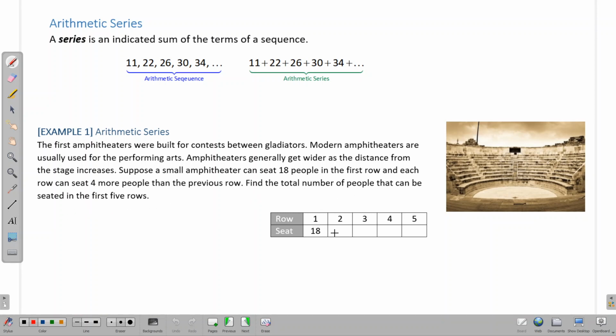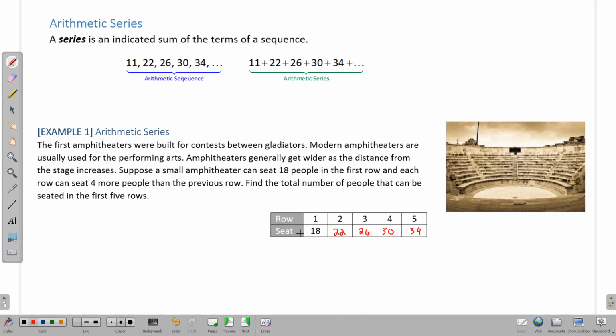Okay, so I've started to make a table here. It said in the very first row next to the stage, 18 people can sit there. And then the next row is slightly longer. It can seat 4 more people. So that's going to put 22 people in that row. And then we just keep adding 4 each time. So 22, then 26, then 30, and then 34.